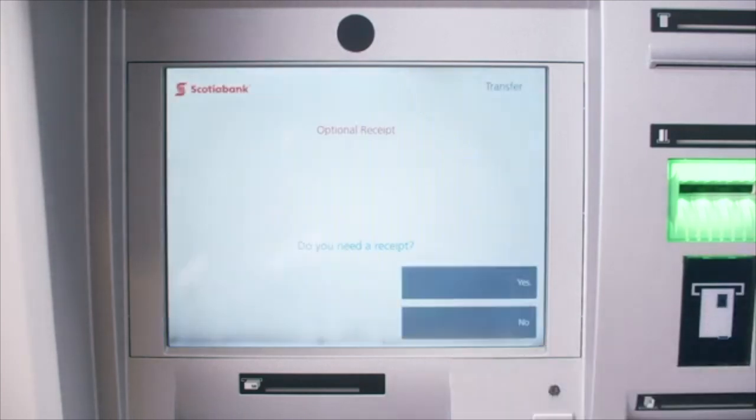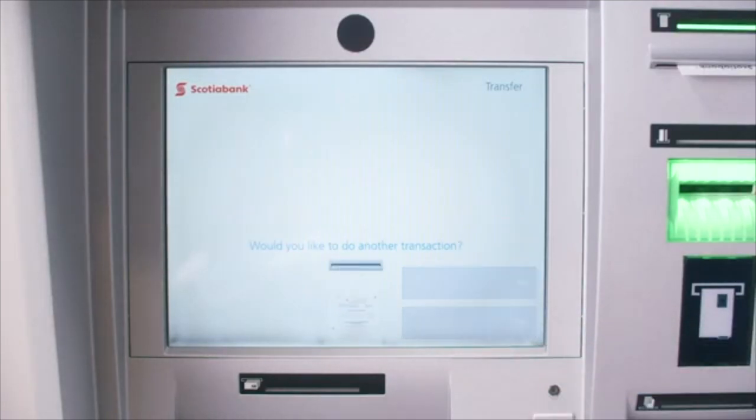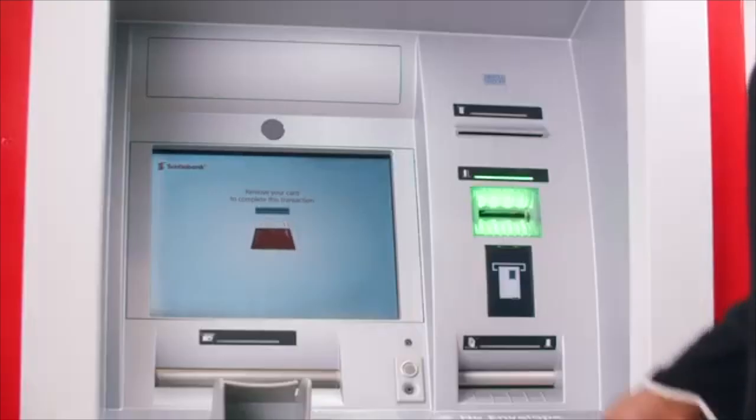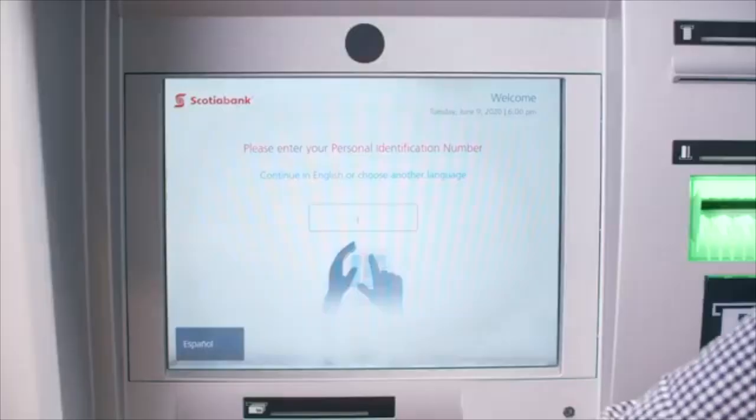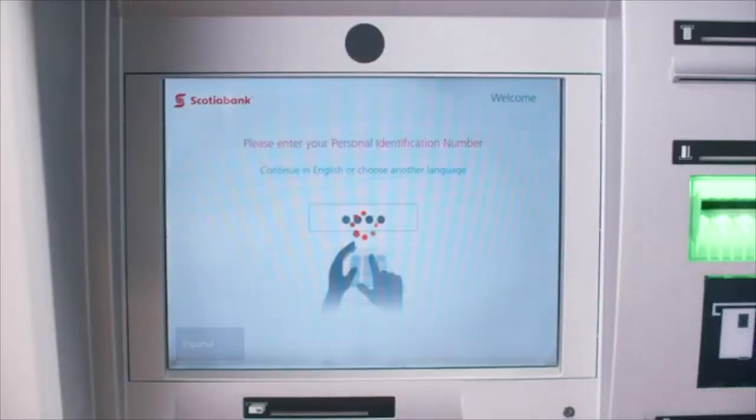Select Yes or No for a receipt. Would you like to do another transaction? If no, take your receipt, remove your card, insert your card, enter your 4-digit PIN.